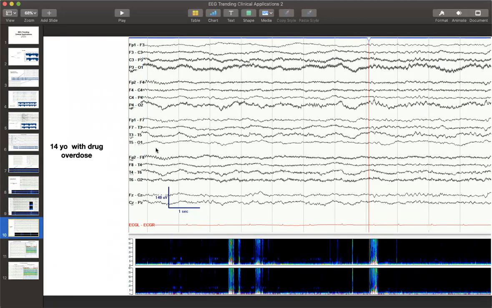Let's see, and this is just an example of what the CSA looks like in suppression. So this is a 14-year-old with a drug overdose, and you can see in the background, it's low amplitude. There's a fair amount of faster beta activity, a lot of 60 hertz artifact in the background of this one. There's also some slowing. So this is kind of an encephalopathic background that you might see in a drug overdose, because many drugs actually enhance the beta activity.